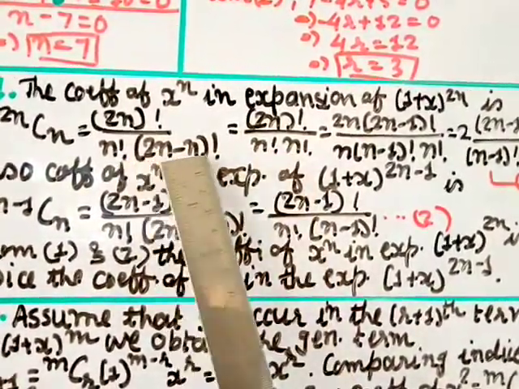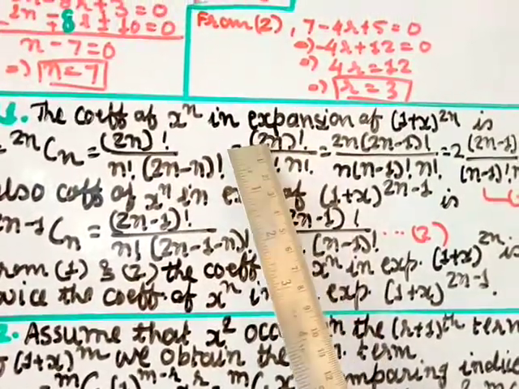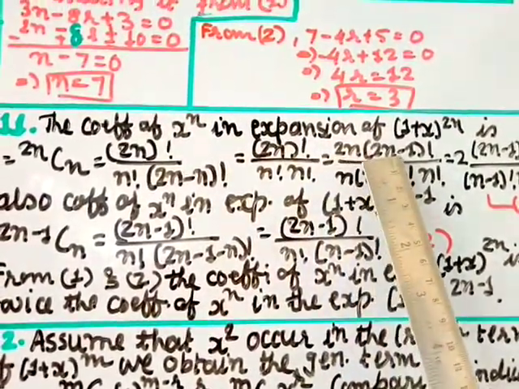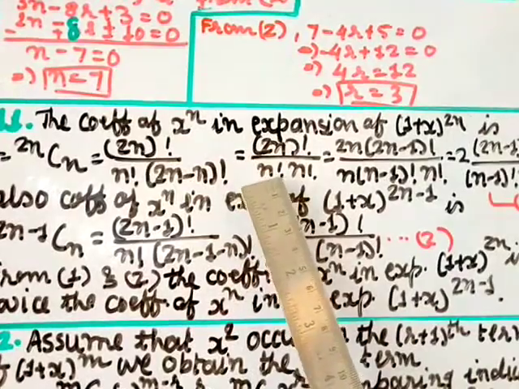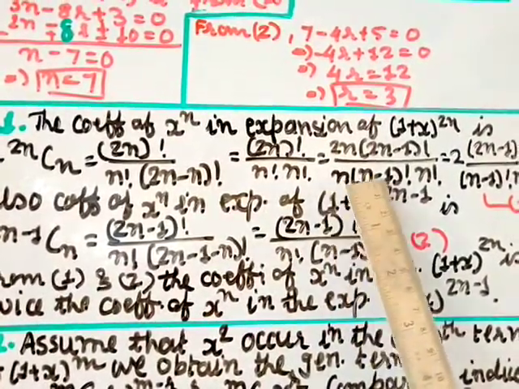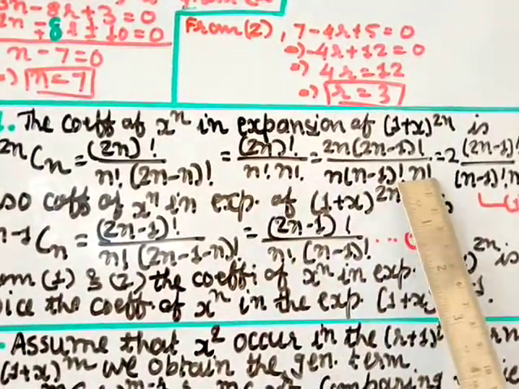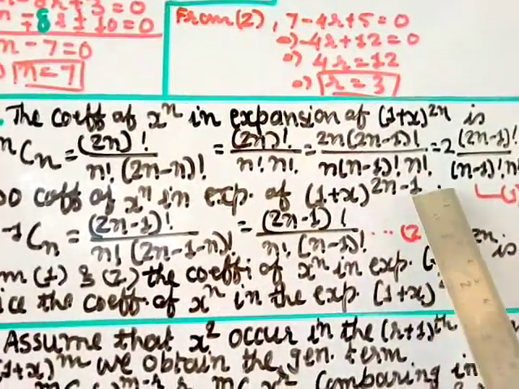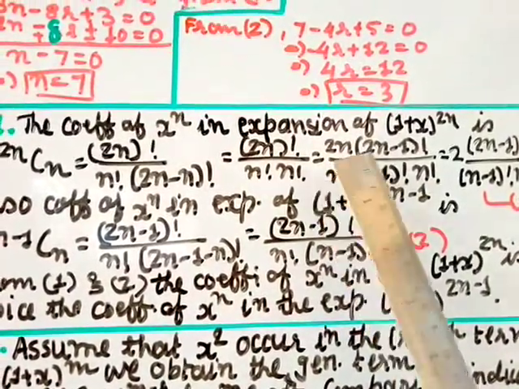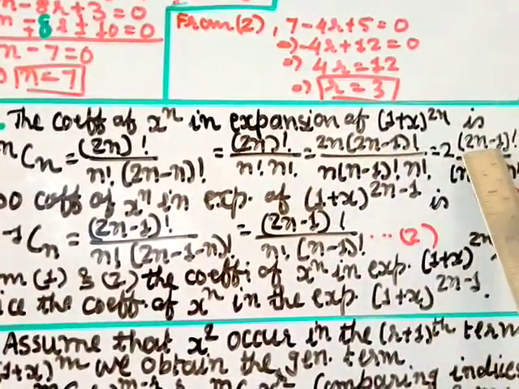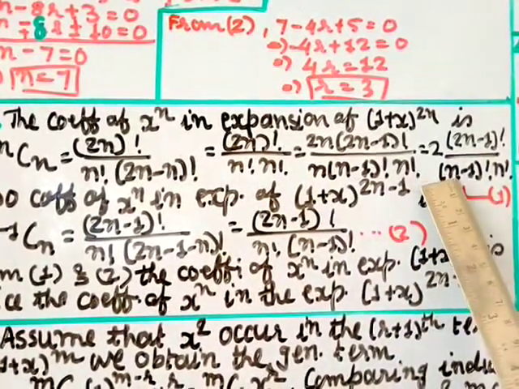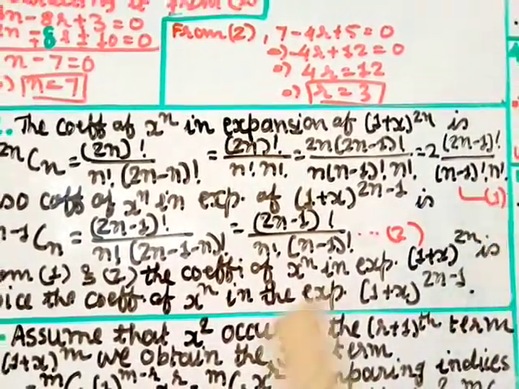Okay, this difference is n factorial. 2n factorial can be written as 2n into (2n minus 1) factorial, divided by n factorial, which can be written as n into (n minus 1) factorial, and this other n factorial we keep as it is. Now here you can cancel this n, so you get 2 into (2n minus 1) factorial divided by (n minus 1) factorial into n factorial. Call it equation 1.